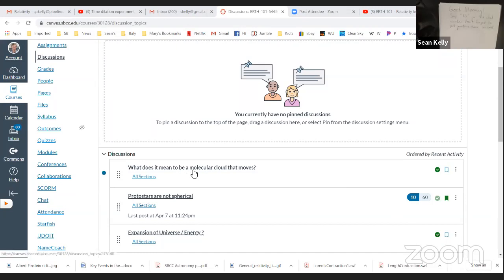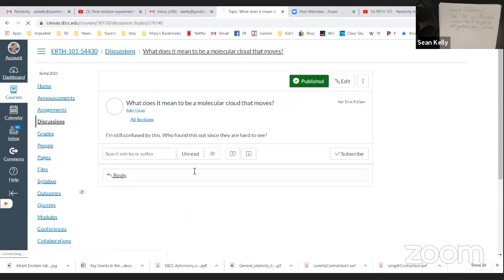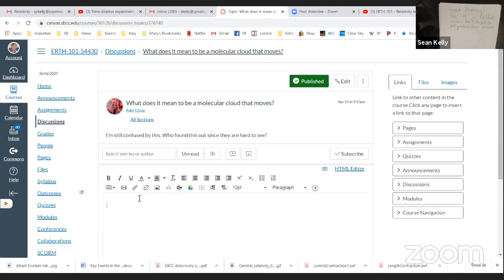What does it mean to be a molecular cloud that moves? That's a great question. I'm still confused by this. Who found this out, since they are hard to see? Well, it's a good question. I'm not sure who the original discoverer would be, but the principle that you need to know about, that allows us to see the moving of the clouds, is the Doppler effect.